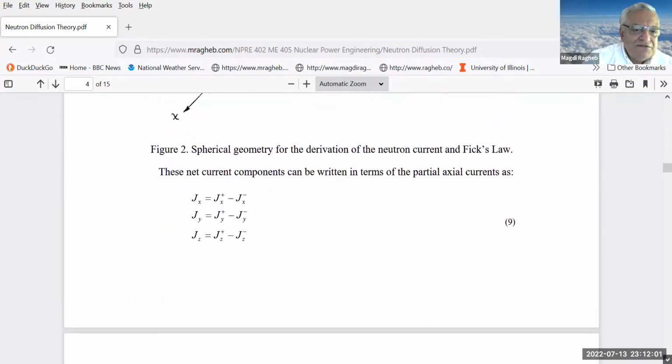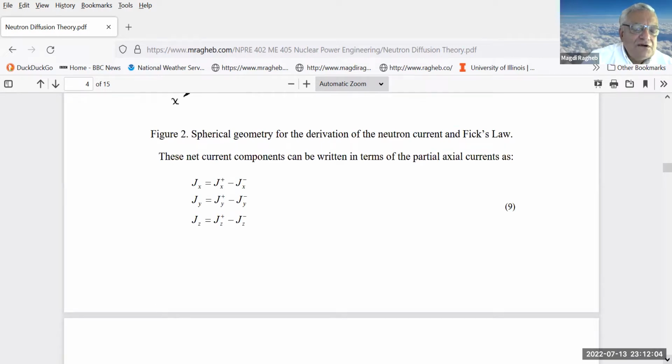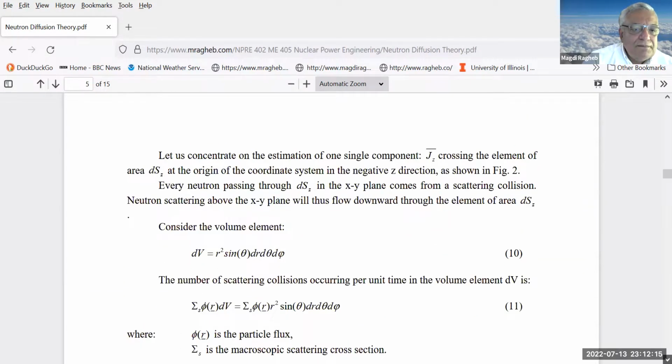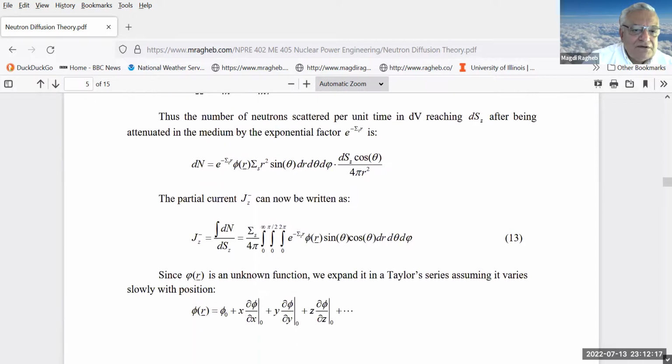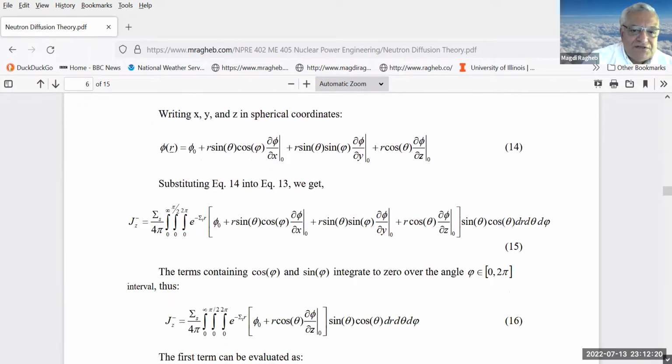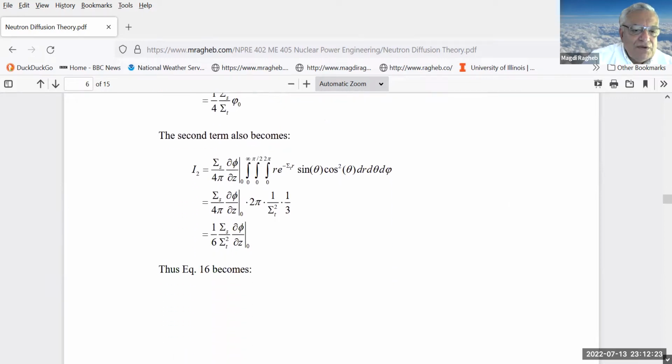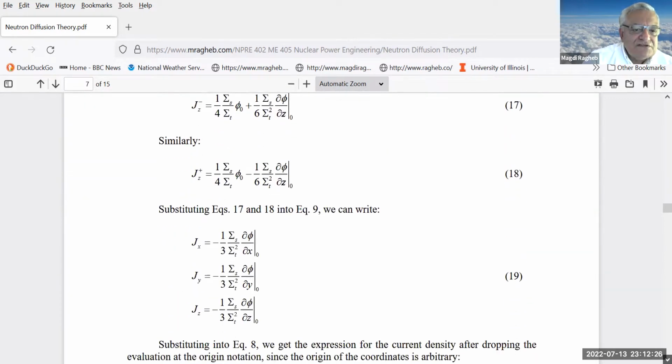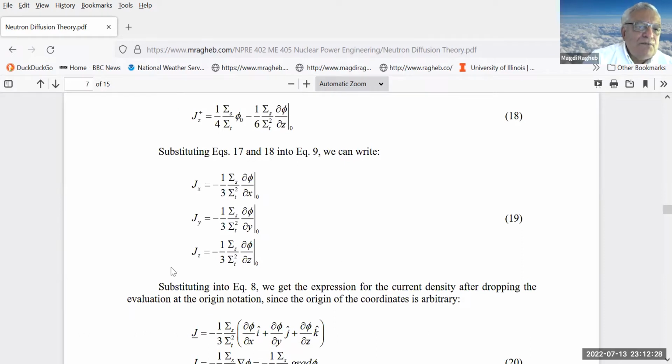All right, so in that case, we can think about three currents: a current in the x direction, a current in the y direction, a current in the z direction, if we use a Cartesian coordinate system. And in fact, avoiding the detailed derivation here, we end up using Fick's law as three components of the current, J sub x, J sub y, J sub z. And from the derivation that I have gone through here, it is proportional to the gradient or the slope.